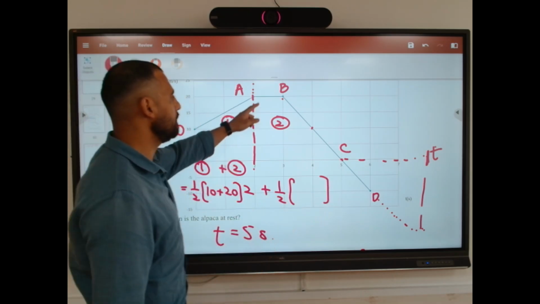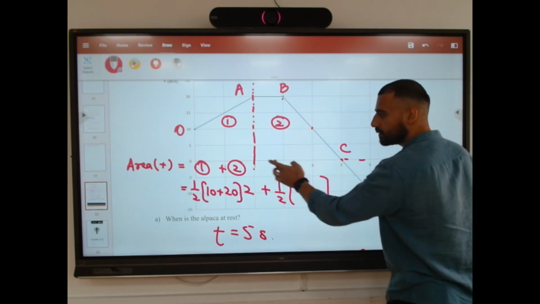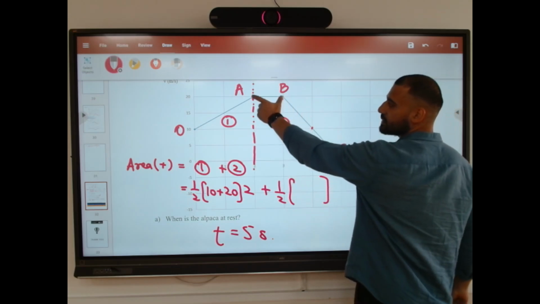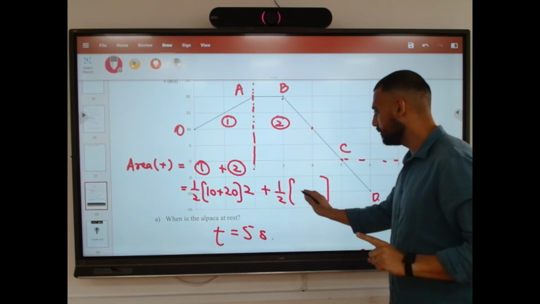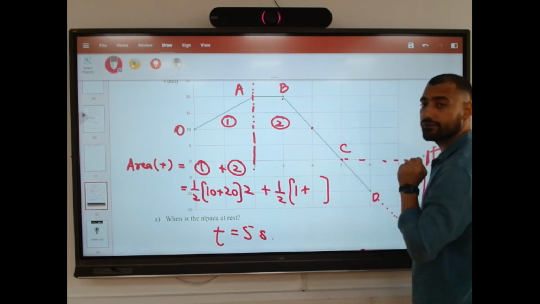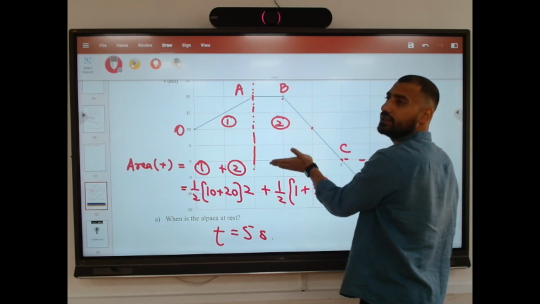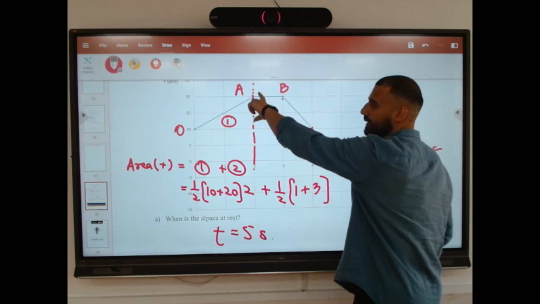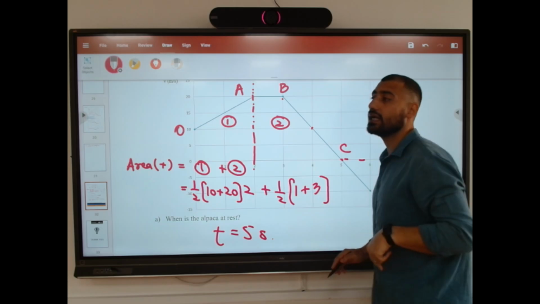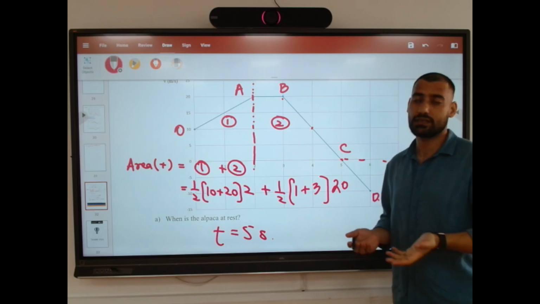Now for this trapezium, the parallel sides are this and this, isn't it? So how much is A to B? 1, plus how much is 2 to 5? 3, multiplied by the perpendicular distance between the parallel sides. So parallel sides are at a distance of, sorry, 0 to 20. How much is that? Multiplied by 20. That's it, class. That's the area of this portion.